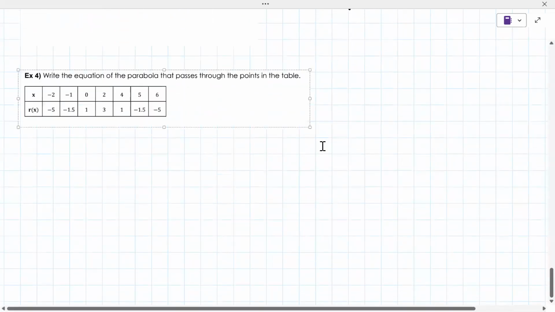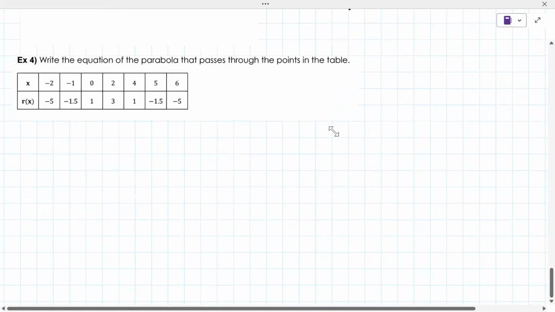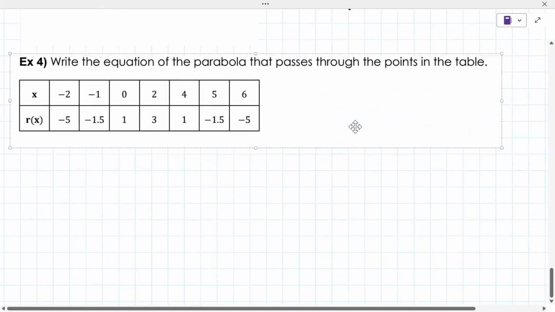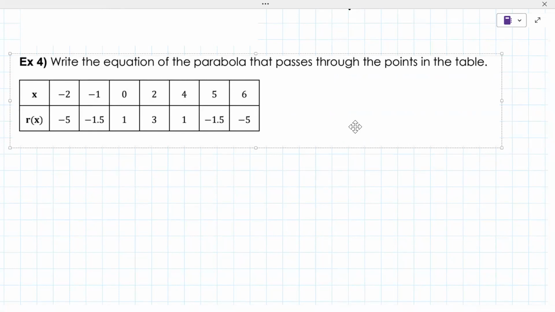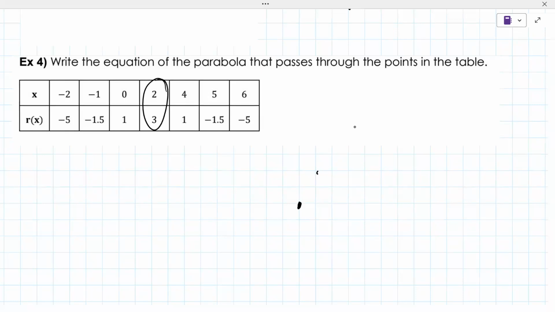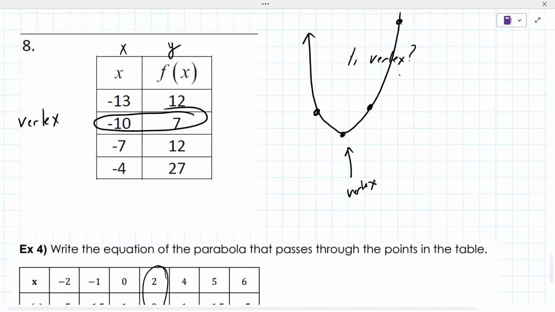Yeah, and if you see on it, in class we were pretty easily able to identify that 2, 3 was the vertex, and you would use 0, 1 as one of the points. If you didn't, you could say, okay, that's -2, -5, that's -1, 1.5, 0, 1, 2, 3. And then you should start seeing the pattern in the y values, this one was pretty easy. Okay, so that's enough for you to be able to do this problem here.